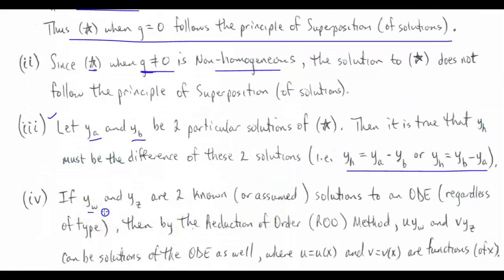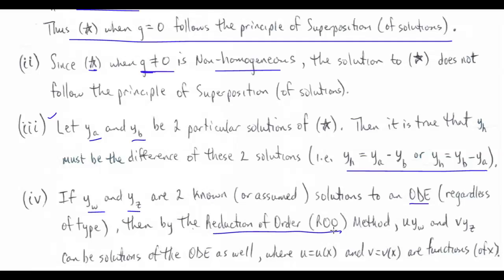Fourth thing is that if we let y sub w and y sub z be two known or assumed solutions to an ODE, regardless of the type of ODE, and what I mean by that is regardless of whether it's going to be a second order linear with all constant coefficients, or if it's going to be an Euler-Cauchy or something else. Okay. Whatever it is, we know that if I have a known solution to a differential equation, I can always find another one by using the reduction of order method. Okay. And I'm just going to call it the rule method for short here.